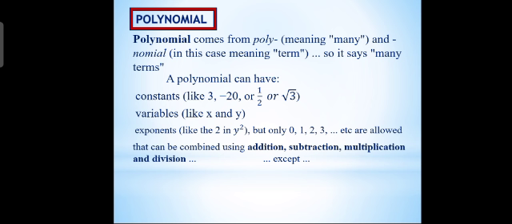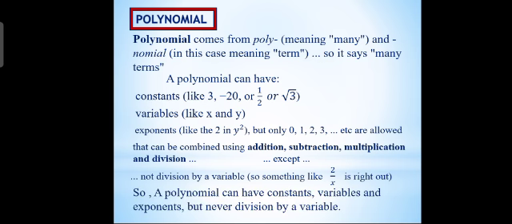A polynomial can have constants, variables, exponents that can be combined using addition, subtraction, multiplication and division, except not division by a variable. So something like 2 by x, here you can see that x is a variable and here it is divided, so this is not allowed. So a polynomial can have constants, variables and exponents, but never division by a variable. Simple thing, keep in mind.